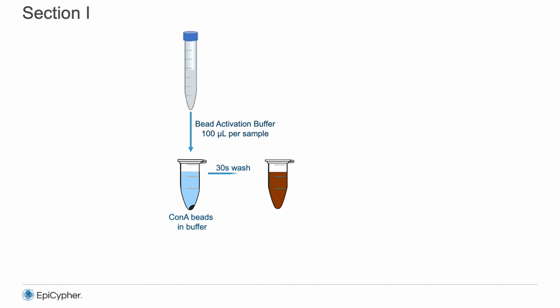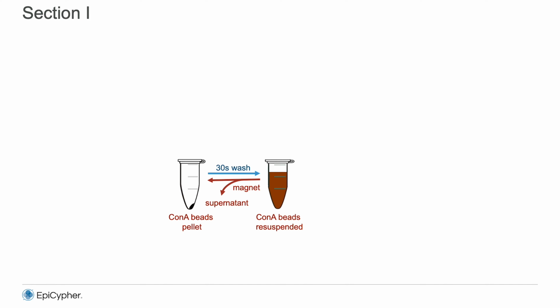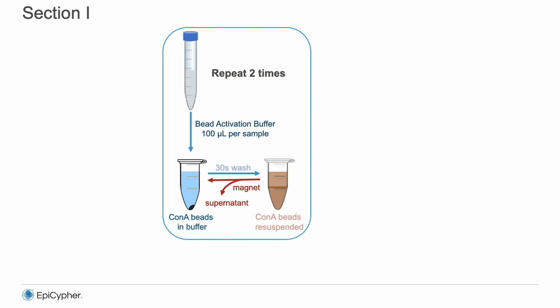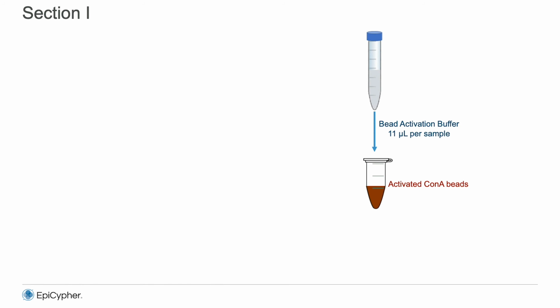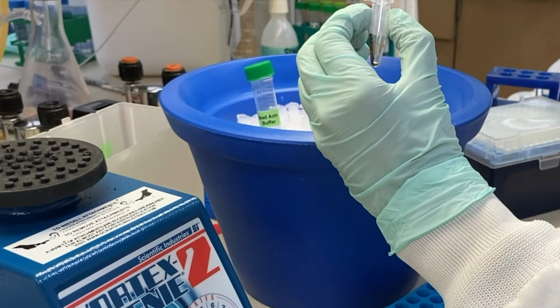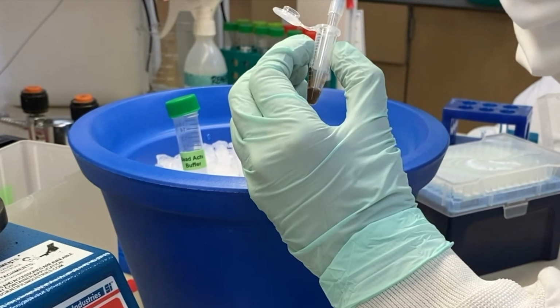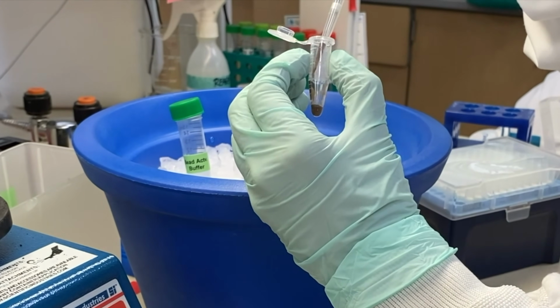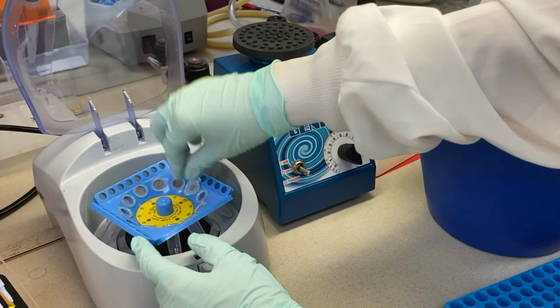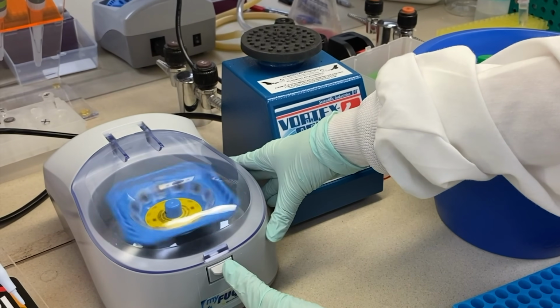Resuspend for 30 seconds with 100 microliters per sample of cold bead activation buffer. Place the tube on the magnet until the slurry clears and carefully remove the supernatant. Repeat this process for a second wash. After removing the supernatant from the final wash step, add 11 microliters per sample of cold bead activation buffer and resuspend with a 200 microliter pipette or by gently vortexing. If you notice any residual liquid on the walls of the tube, perform a quick spin to minimize bead loss.